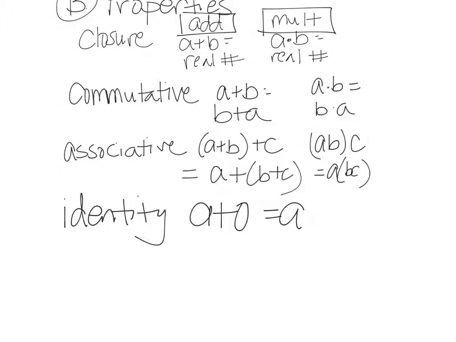I know these are so simple, right? How are they even properties? How about multiplication? A times a special number equals A. 1. Perfect. A times 1 equals A.